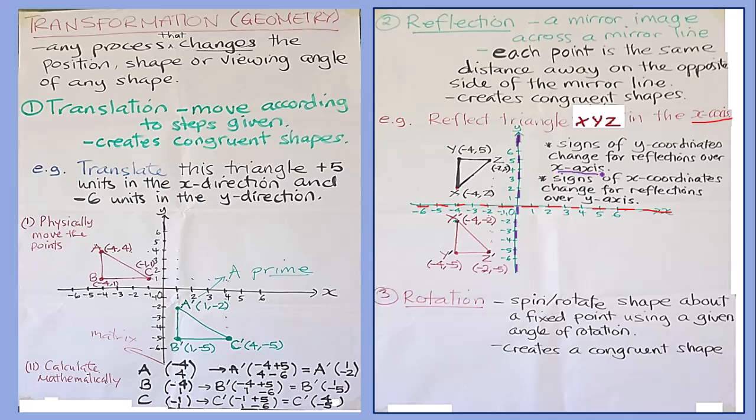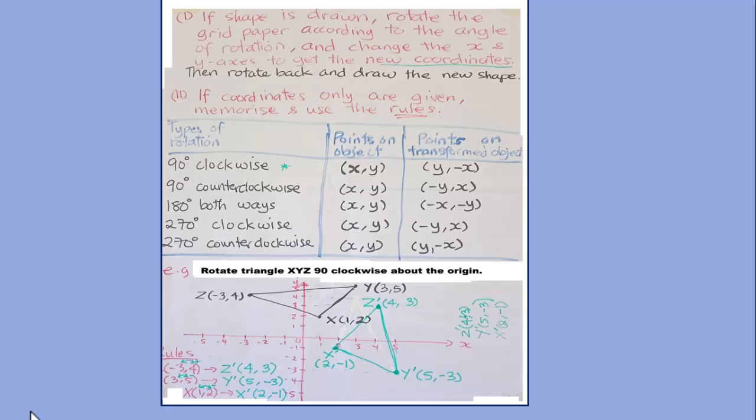So the 2 points to take note of: the signs of the y-coordinates change for reflections over the x-axis. That means when the x-axis is the mirror, then only the y-coordinates will change, but the x-coordinates remain the same. Now when the mirror is the y-axis, then we'll be moving left and right, so the x-coordinates of the points will change. Okay, I hope you got it, so let's go and check out some practice questions.